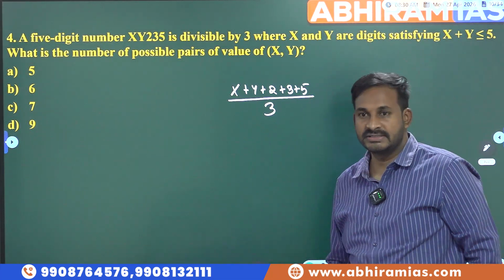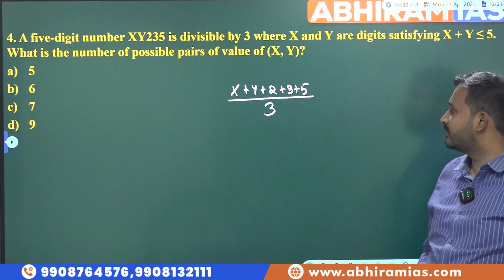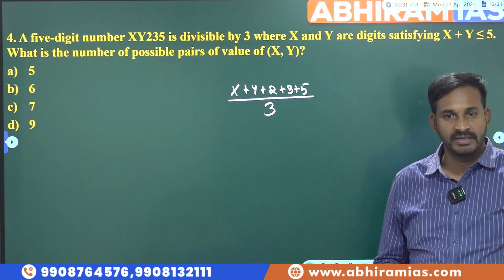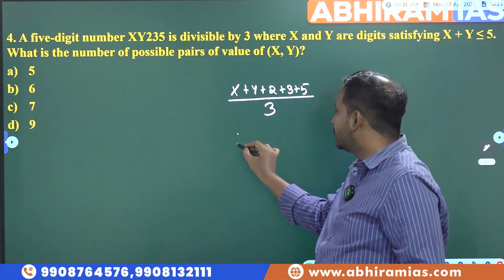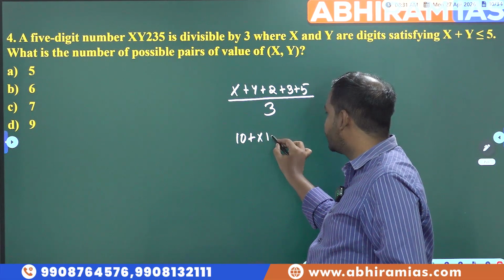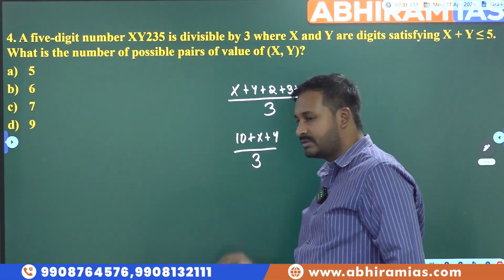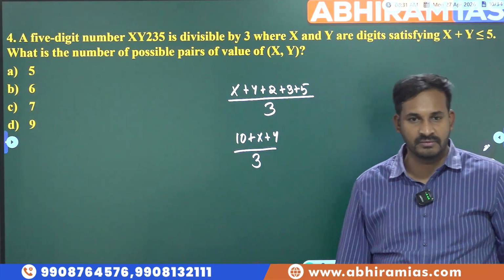Right? x plus y plus 2 plus 3 plus 5 should be divisible by 3. Why? Because the number should be divisible by 3. And now what does it become? 10 plus x plus y should be divisible by 3.